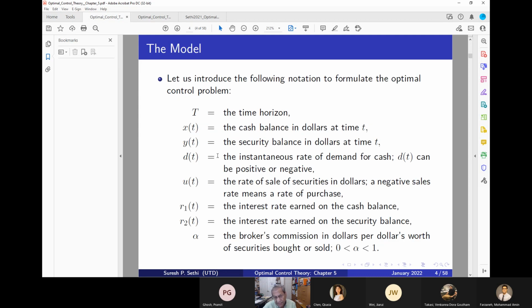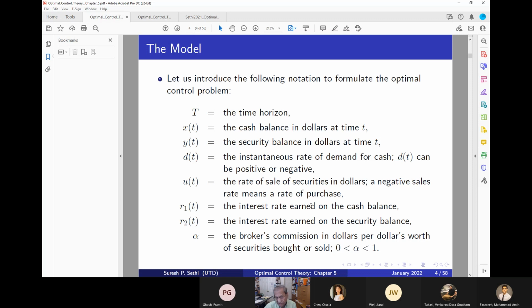DT is the instantaneous rate of demand for cash. It is basically the cash flow, okay? It could be positive or negative. I call it a demand, but Miller and Orr call it a net cash flow in the 1966 paper, a paragraph of which you now have in the paper that I sent you. UT is the rate of sale of securities in dollars, and negative sales means a purchase.